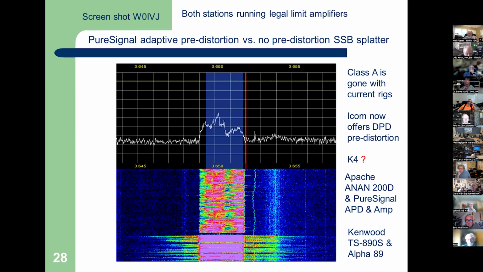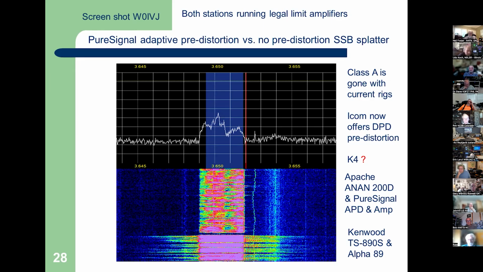But the station below, guess what? That was NC0B. That was me with the TS890S and an Alpha 89. Of course, that did not have pre-distortion. And look how wide it is. Now, the signal's a little stronger, but that's not enough to make a big difference.